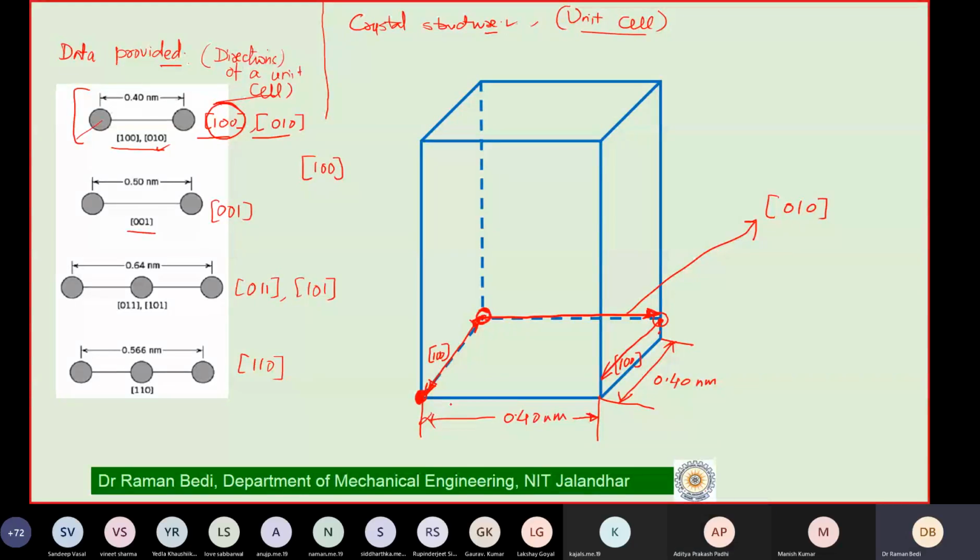Okay. So now comes the third direction, 001. Sir, it's along the z-axis. So you're right. If I take it this way, this is along the z-axis, which gives me that the dimension of this unit cell along the z-axis is 0.50 nanometers.